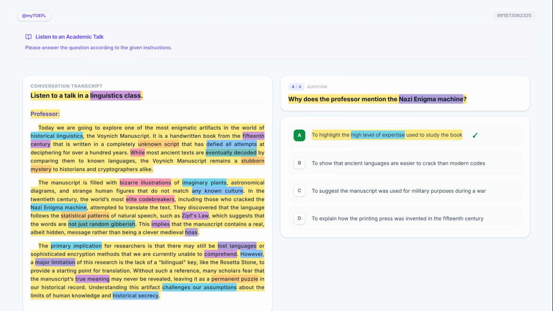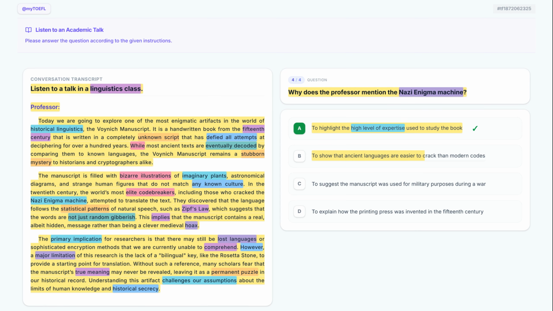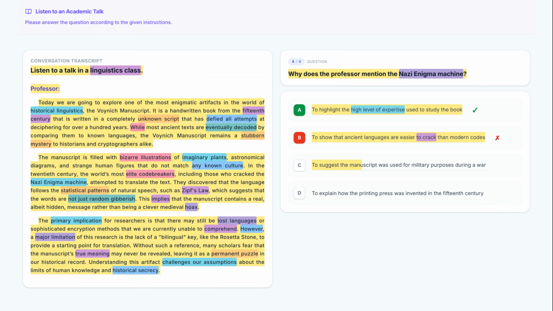Now, let's check what option B suggests. To show that ancient languages are easier to crack than modern codes. The lecture actually suggests the opposite, that this ancient text is harder to crack than the Enigma, so saying it is easier is incorrect. Here is option C. Let's see if it fits. To suggest the manuscript was used for military purposes during a war. The mention of the Enigma is a comparison of skill, not a suggestion that the 15th century manuscript had military purposes in modern wars. Eliminate this.